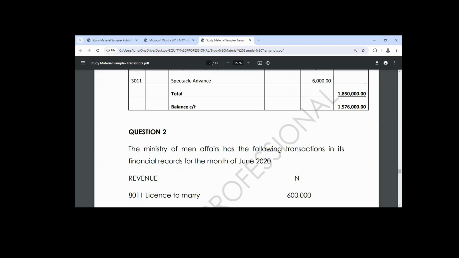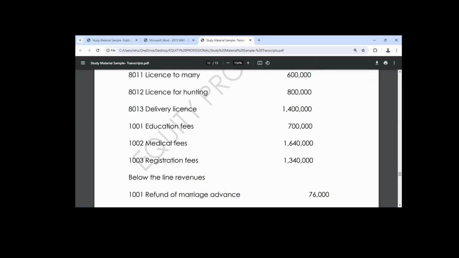Yes, a question can come like that. If a question comes like that, they will give you that this one is revenue, this one is expenditure. They will not tell you that this one is above the line revenue or below the line revenue. You are the one that will know. They will not tell you that this expenditure is above the line or below the line. You are the one who will know, and it is very easy to know.